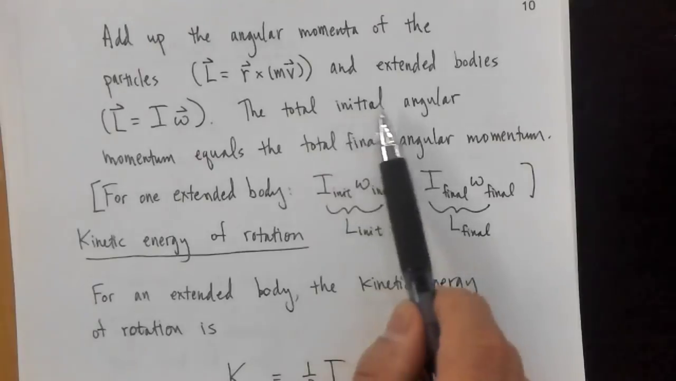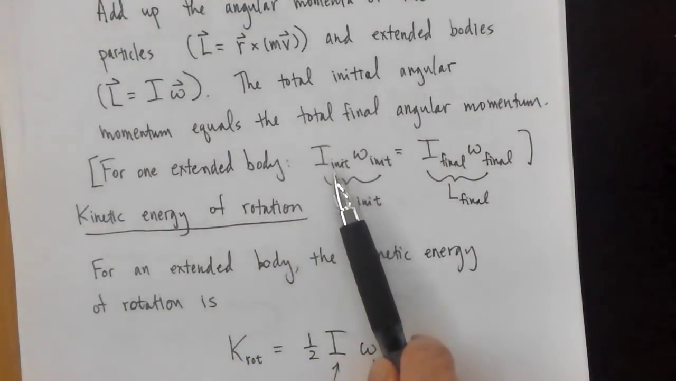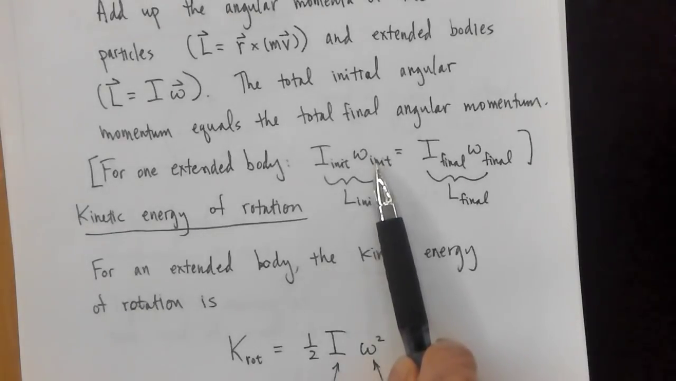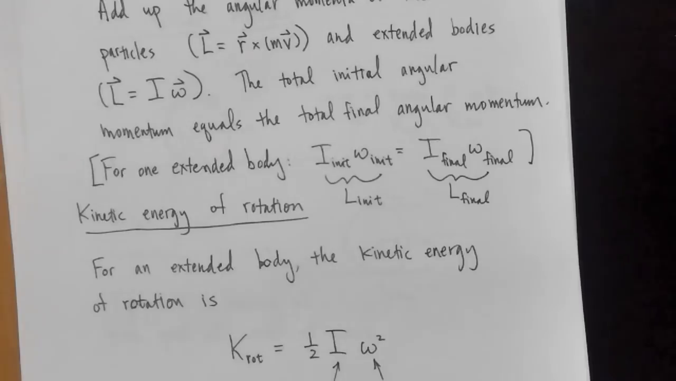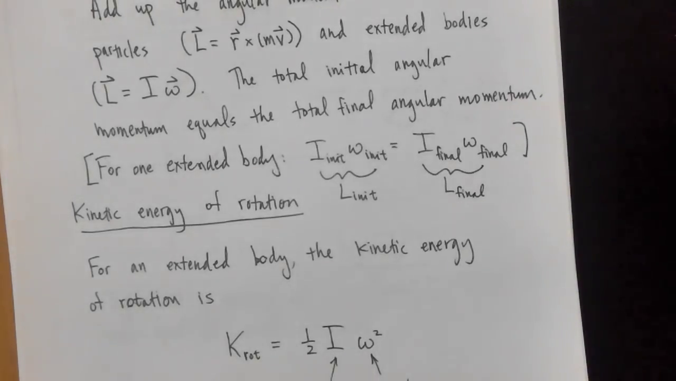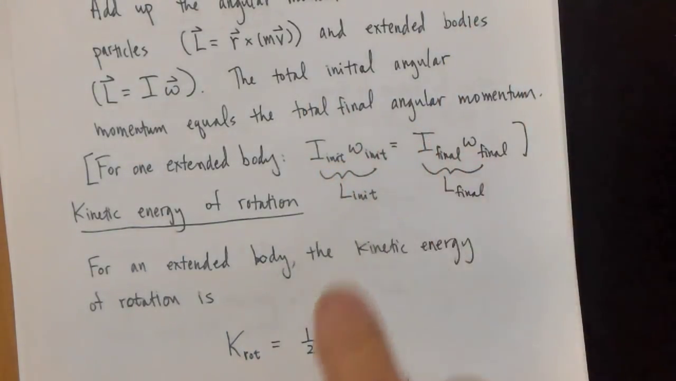So the total initial angular momentum equals the total final angular momentum. So I initial times omega initial is equal to I final times omega final. Okay, any questions about that? And if you have more than one thing stuck together, then you have to add these up for the initials, and you have to add these up for the finals.